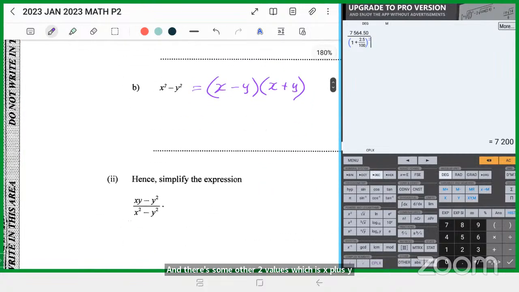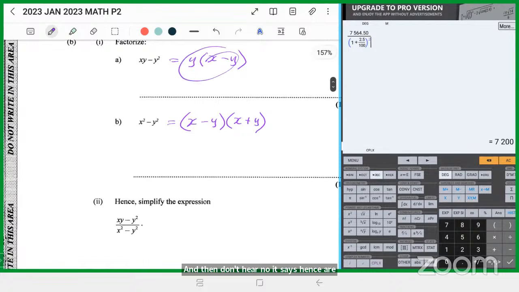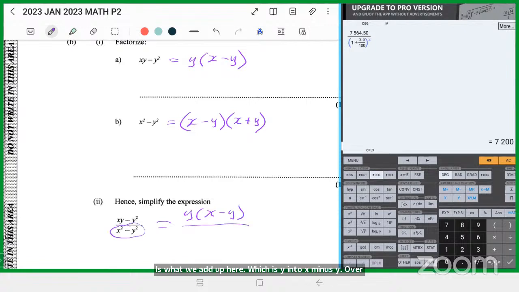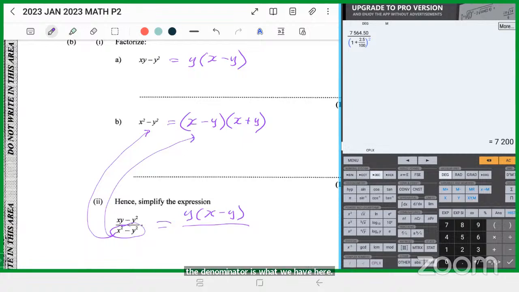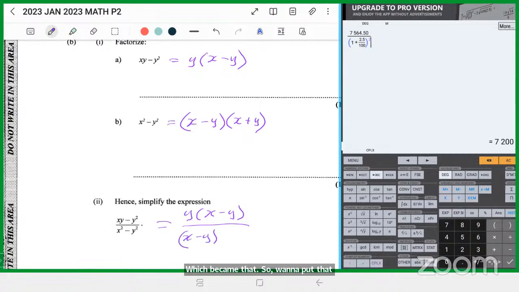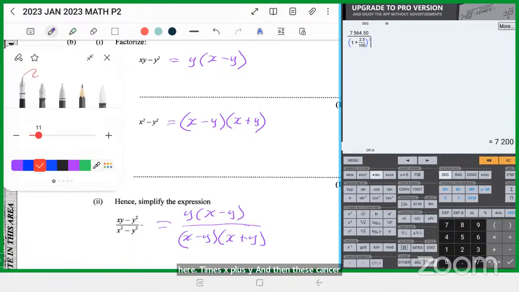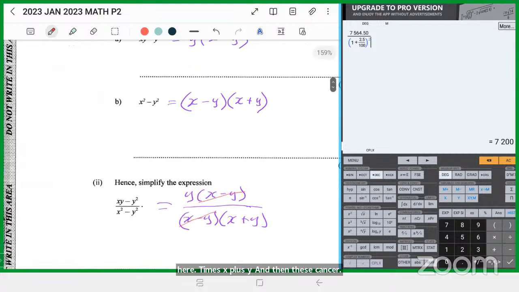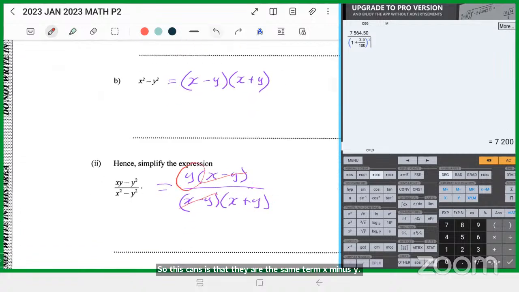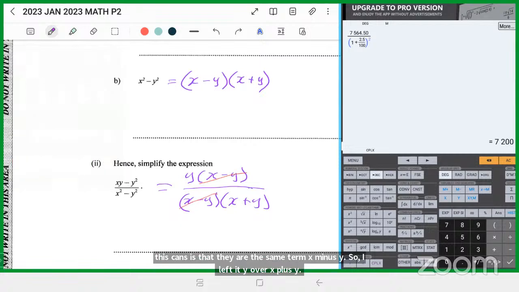And then down here it says, hence solve this. So we're using these 2 results to solve this. The numerator is what we had up here, which is y into x minus y, over the denominator, which is what we had here, which became that. So we put that same factor under here, x minus y times x plus y, and then these cancel. They're the same term, x minus y. So we're left with y over x plus y.